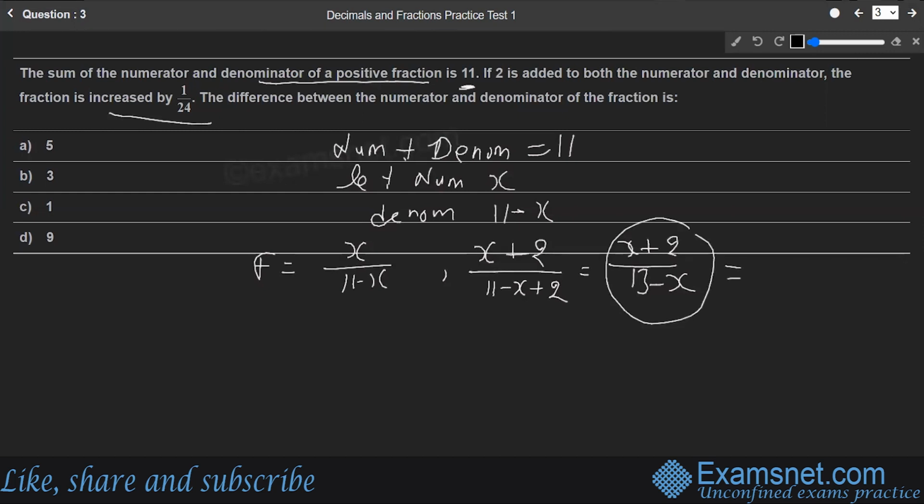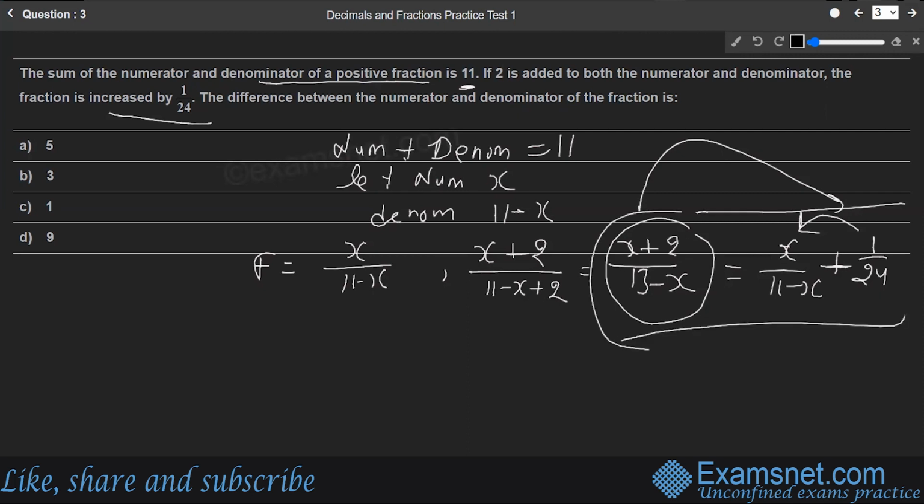That means this new fraction is increased from the original fraction. Original fraction was x by 11 minus x, and increased by 1 by 24 means plus 1 by 24. So this is the new fraction, increased by 1 by 24 from the original fraction. This is the expression that we have created, and we need to solve it to get the value of x, and then utilizing that we can easily find the numerator and the denominator. Let us do it.